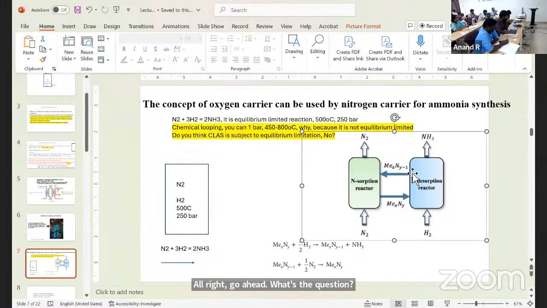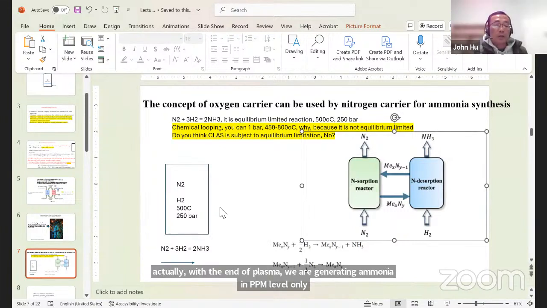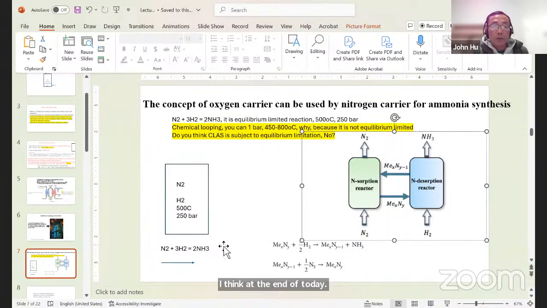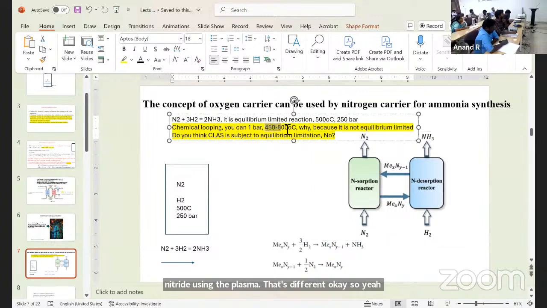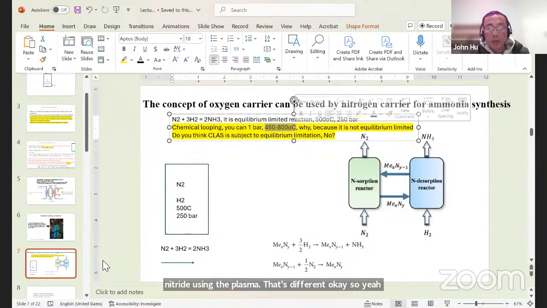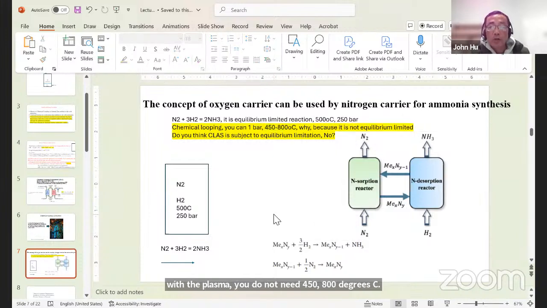One question, sir. With the aid of plasma, we are generating ammonia at only ppm level. I think at the end of today, maybe I don't have time today, I'm going to talk about how we form the metal nitride using plasma. That's different. With plasma, you do not need 450, 800 degrees C. I do have slides showing you microplasma. That's why today I'm talking about the chemical looping and also the plasma.